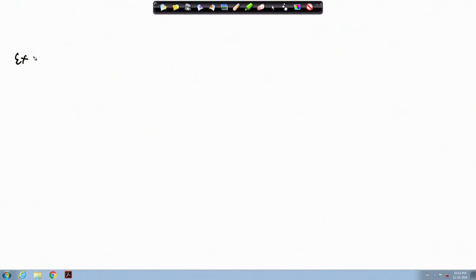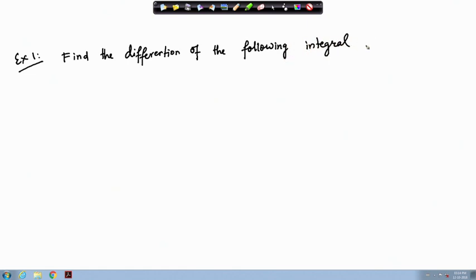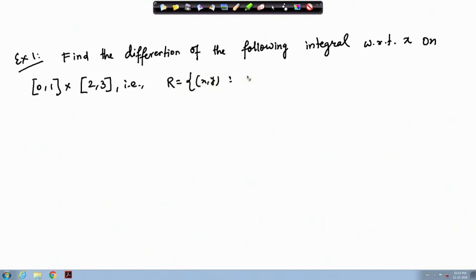To start with our first problem, let us consider example 1. So, find the differentiation of the following integral with respect to x on 0 to 1 times 2 to 3. So, that is our rectangle R: all those x and y such that 0 less or equal to x less or equal to 1 and 2 less or equal to y less or equal to 3.